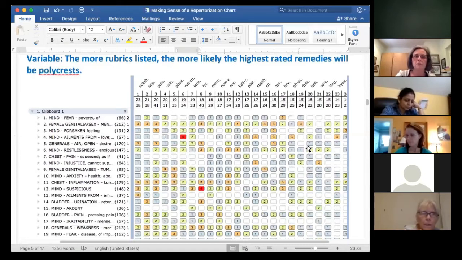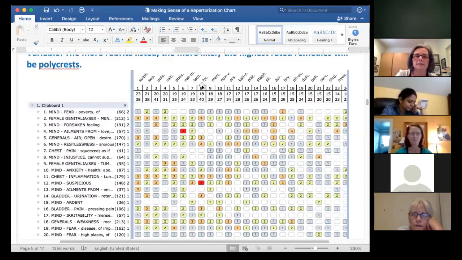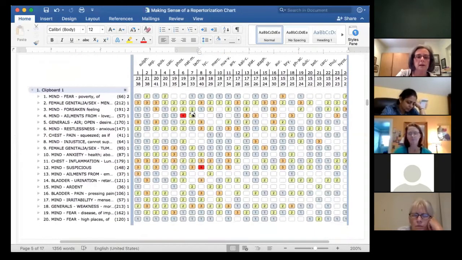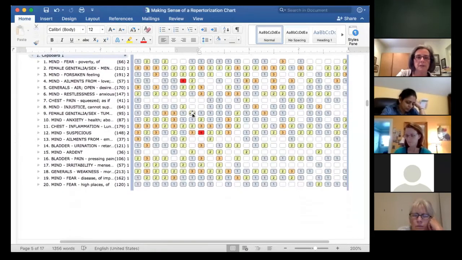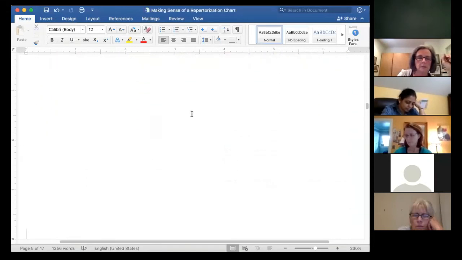So if you look at this repertorization, we have a lot of polycrests at the top of this list. We've got sulfur, sepia, pulsatilla, calcarea, phosphorus, natrium, lachesis. Those are all big polycrests. So one of the things that you want to think about is how many rubrics you're putting into your repertorization. Okay, so let's go on.